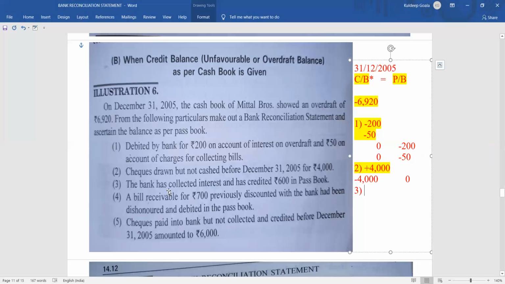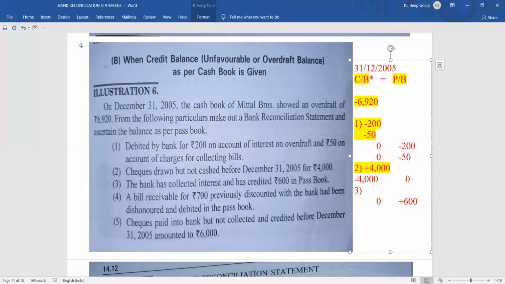3. The bank has collected interest and credited 600 in the passbook. The bank collected interest, maybe I have made an investment and I got the money, 600. So bank gave me 600 rupees in the passbook. So nothing is mentioned about the cash book. So the cash book is 0, isn't it? The cash book is 0.